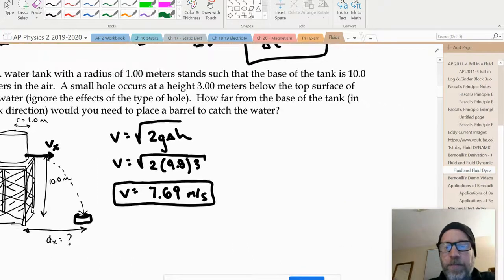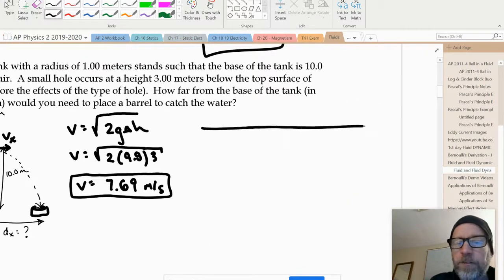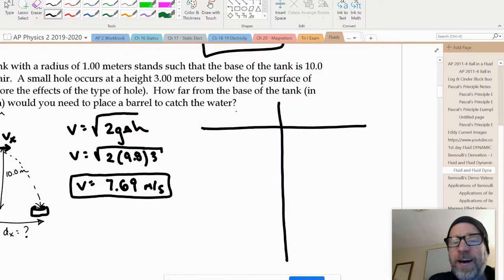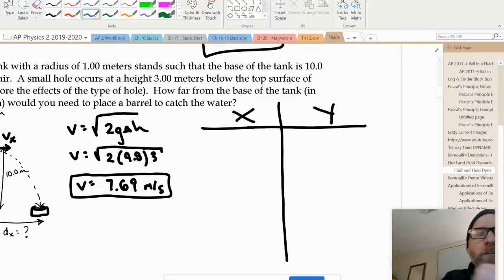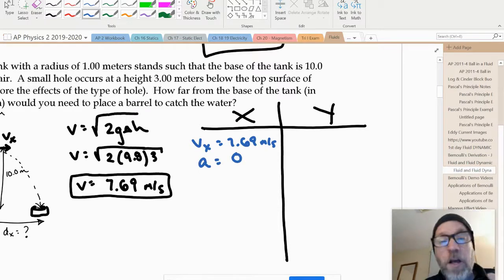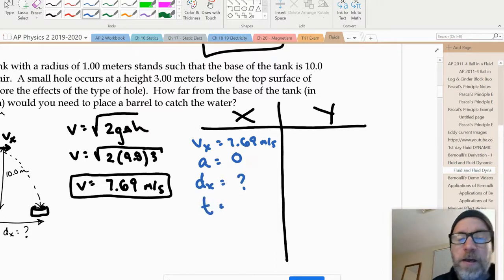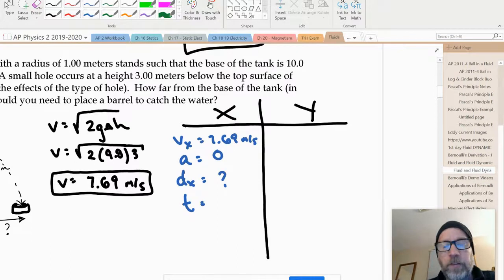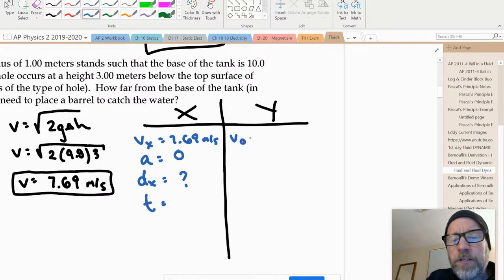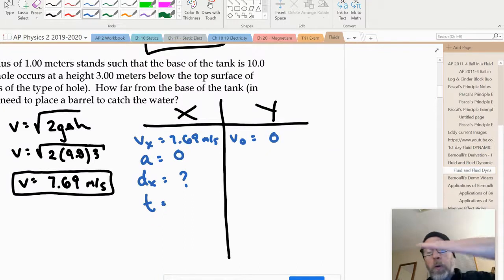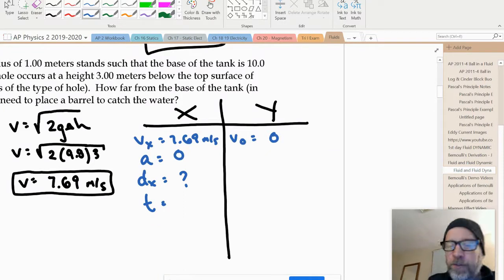So what's my next step? My next step is to make my XY chart, just like the old days. Doesn't that feel good? So I know that the velocity in the x direction is going to be 7.69 meters per second. I know that the acceleration is 0 in the x direction because there's nothing speeding it up or slowing it down. Distance in the x direction, oh, that's what I'm trying to find, and the time. So let's look in the y direction. The initial velocity in the y direction is going to be 0. It's going flat. Bob Crowley would appreciate that.